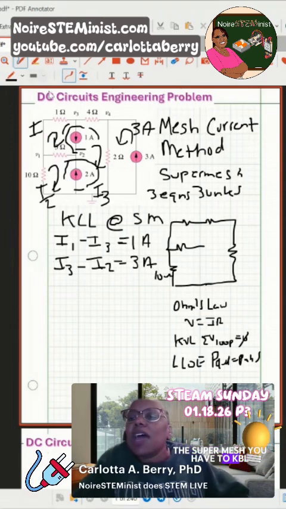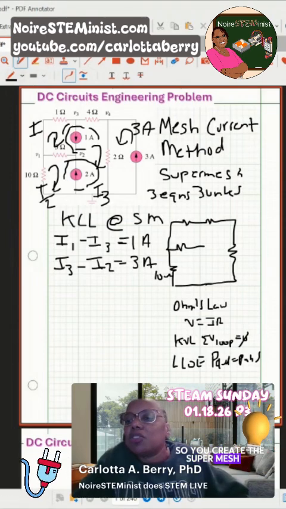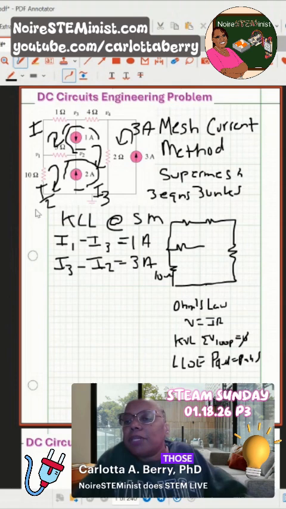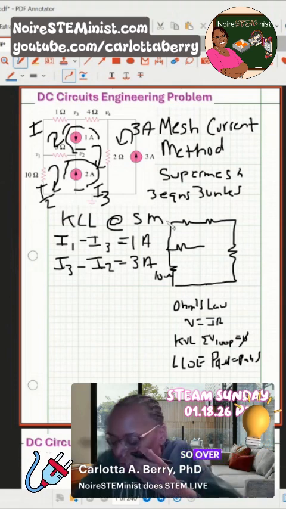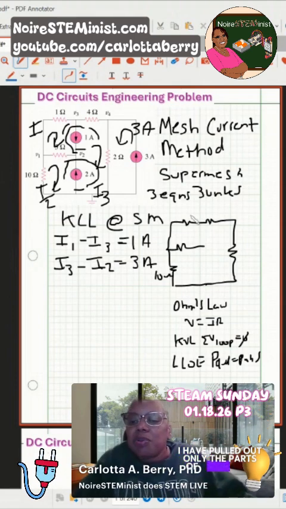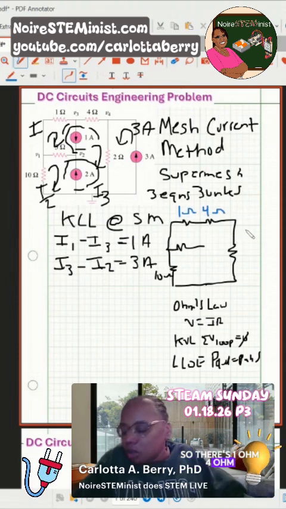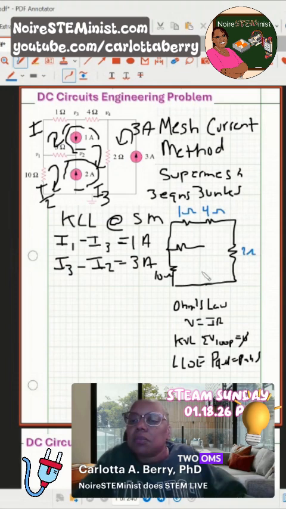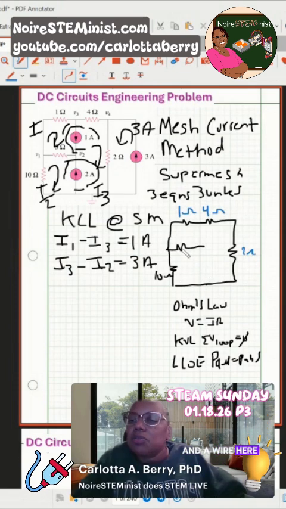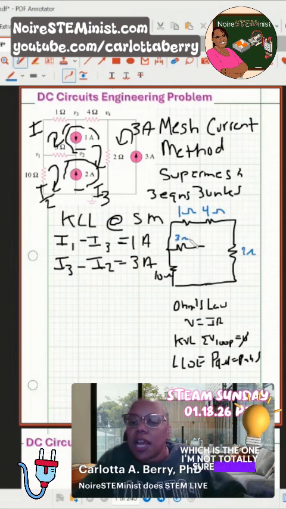For a super mesh, you have to do KVL around the super mesh. You create the super mesh by building around those current sources. Over here on the right, I have pulled out only the parts of the circuit that we need for this KVL equation. There's 1 ohm, 4 ohm, 2 ohms, 10 ohms, and a wire here. And then this resistor in the middle, which is the one I'm not totally sure about.